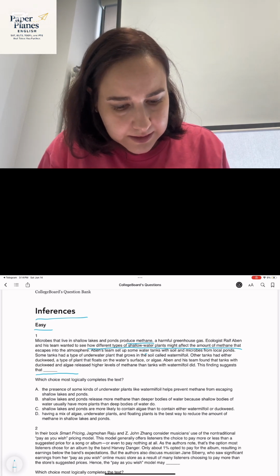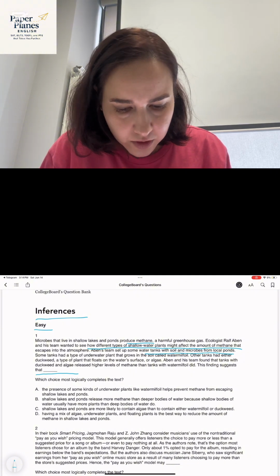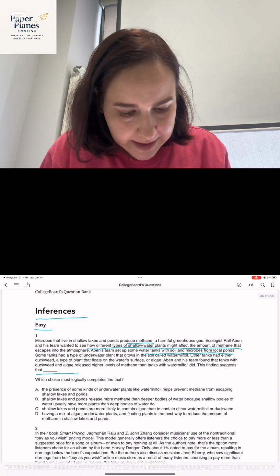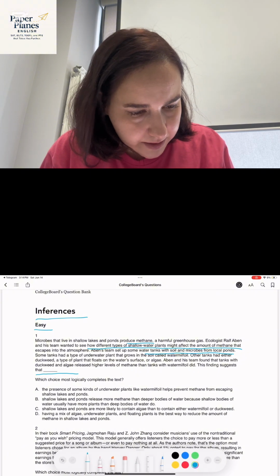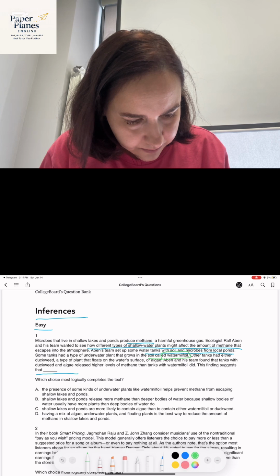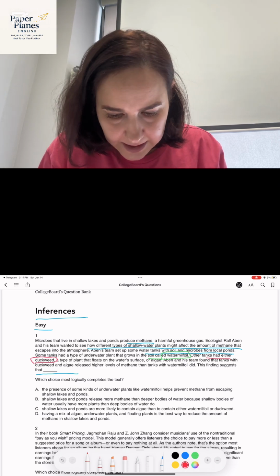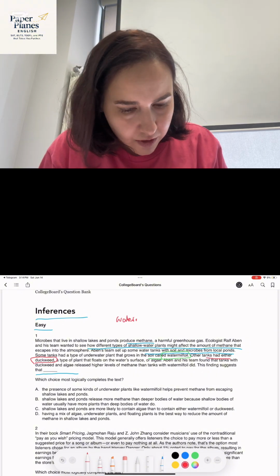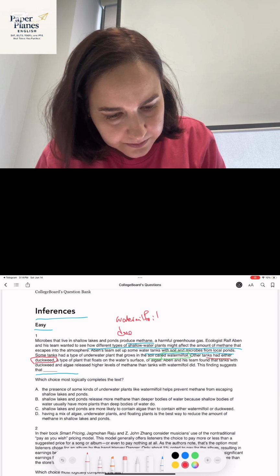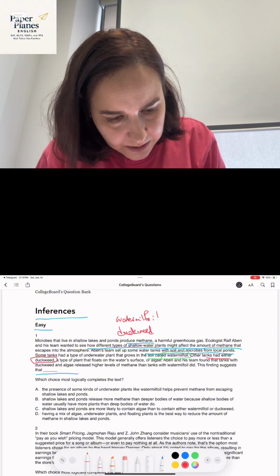So what they did is that they provided some water tanks with soil and microbes from local ponds. Some tanks had a type of underwater plant that grows in soil called water milfoil. So we have one type, which is water milfoil, and we have another tank, I'm going to show it with another color, that has duckweed. So up to now we had water milfoil and duckweed.